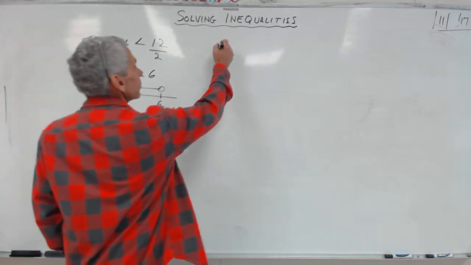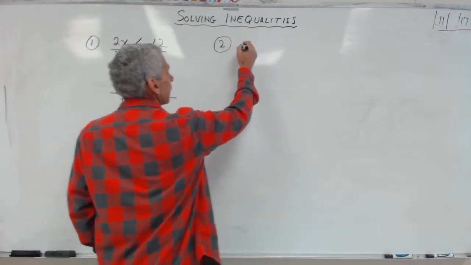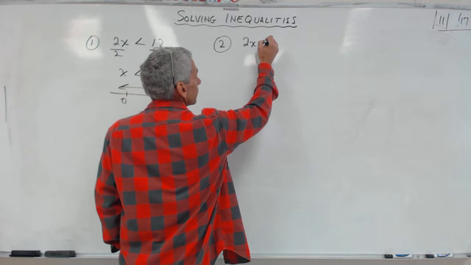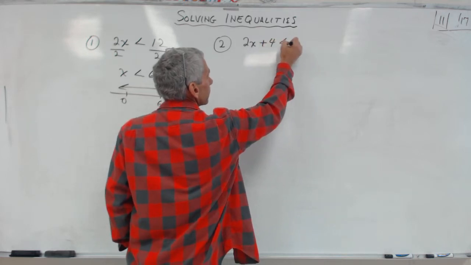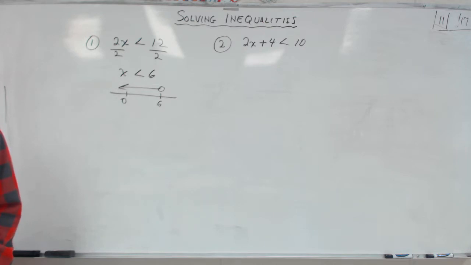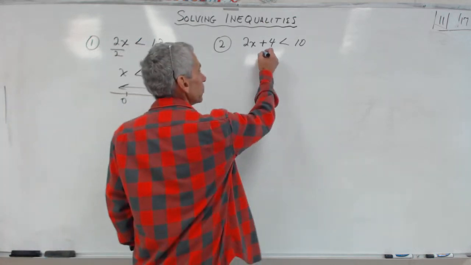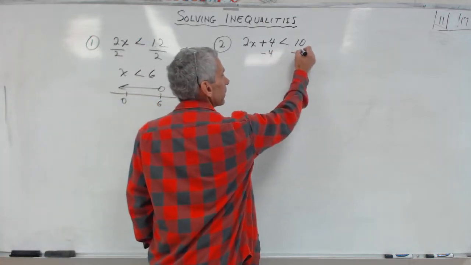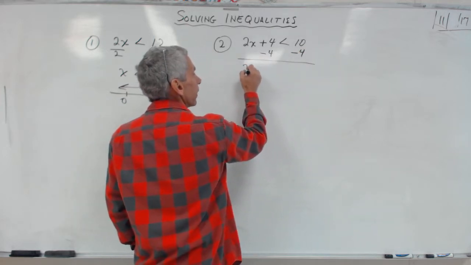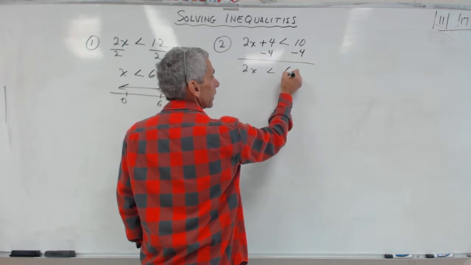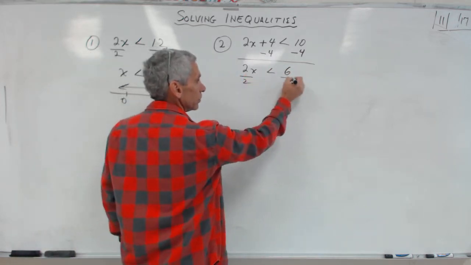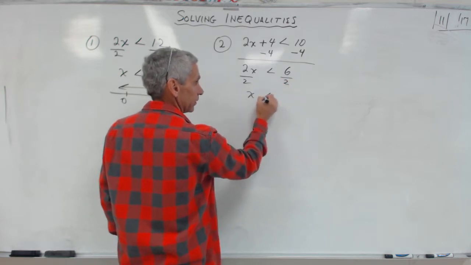Here's another one. This is really easy as well. If I gave you 2x plus 4 is less than 10, what would I do? I would subtract 4, right? I want my x's, it's just like an equation, right? So now I have 2x is less than 6, right? And then I would divide by 2. X is less than 3.